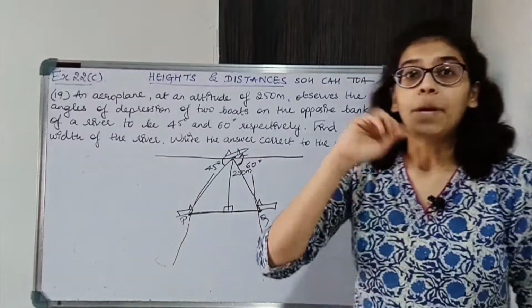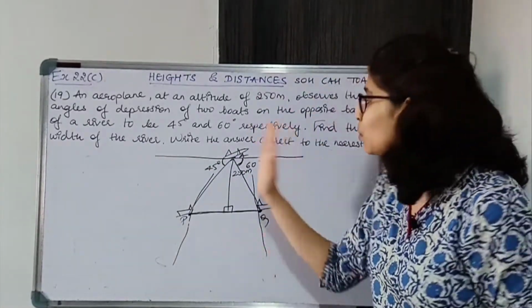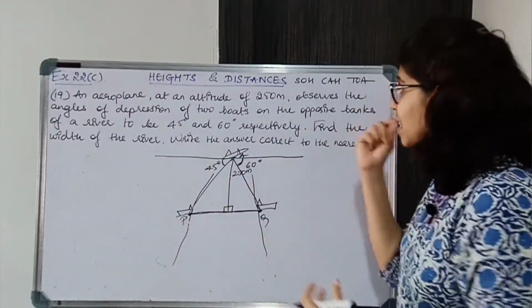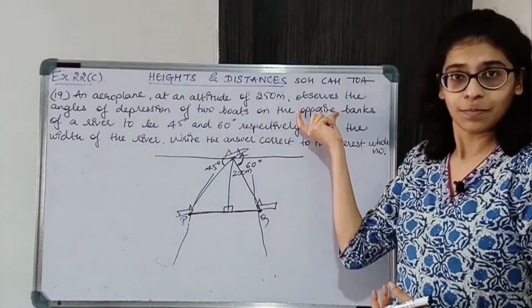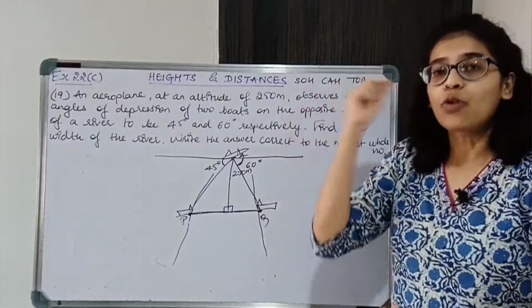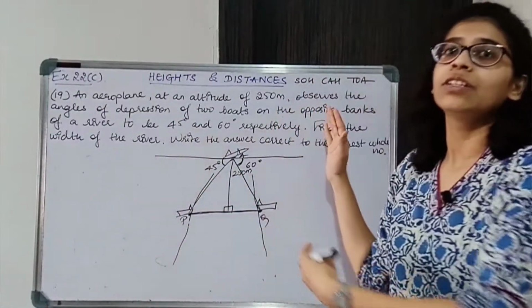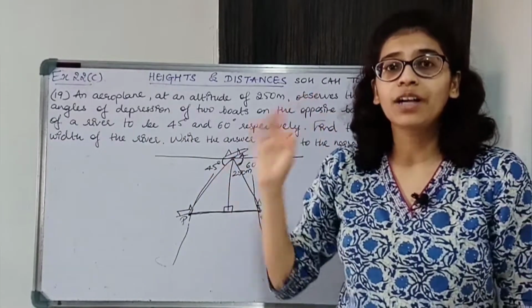But the important part is that the aeroplane is in the middle and both the boats are on the opposite sides. This is the reason the word opposite is given. So focus on that part. Both the boats are not on one side and the aeroplane on the other side. No, it is not like that.